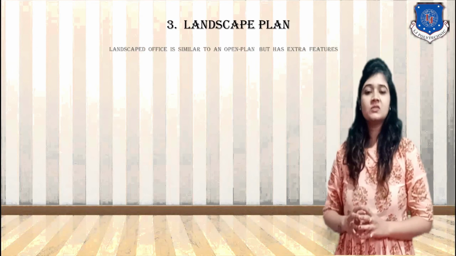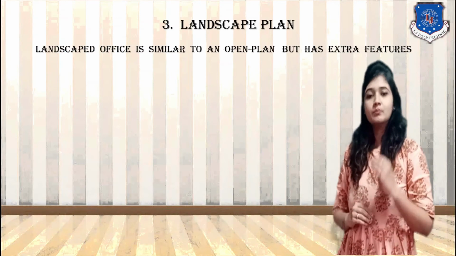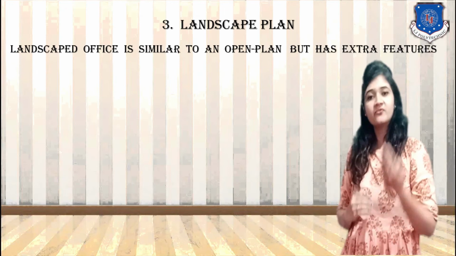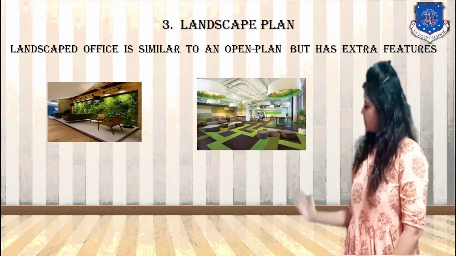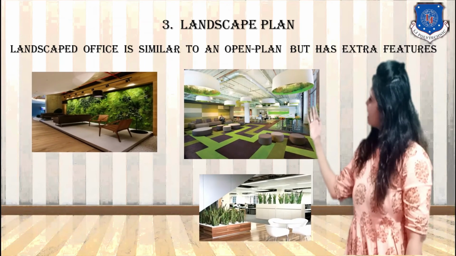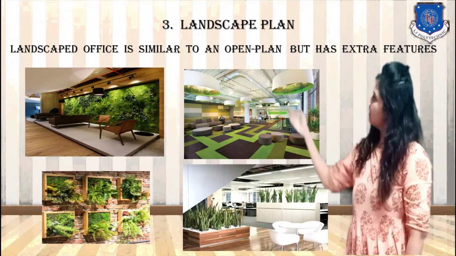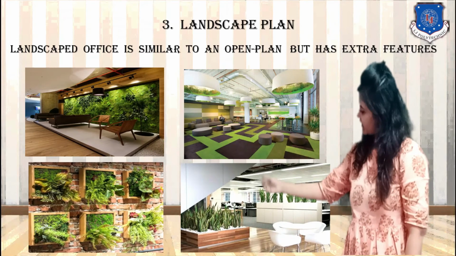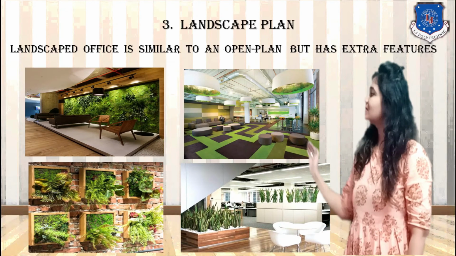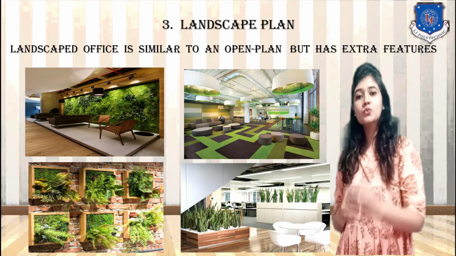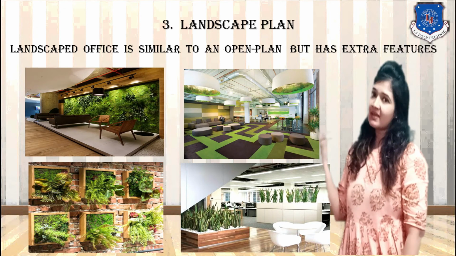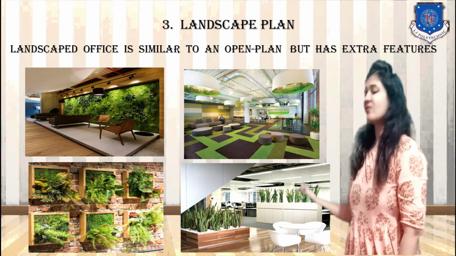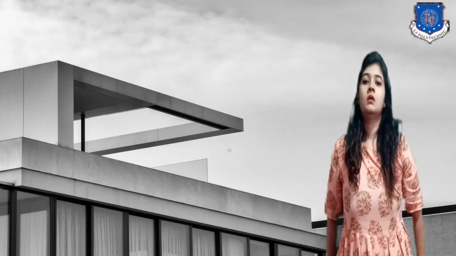And the third is the landscape office plan. The landscape office plan is very similar to the open plan, but it has different features, different landscape elements. For example, in these images you can see the green carpet, the landscape wall, the internal plantation. These kinds of landscape elements used in a plan make it a landscape plan. So it is very good in aesthetics, so your office looks very beautiful inside.